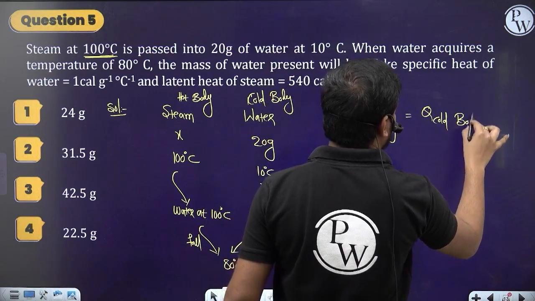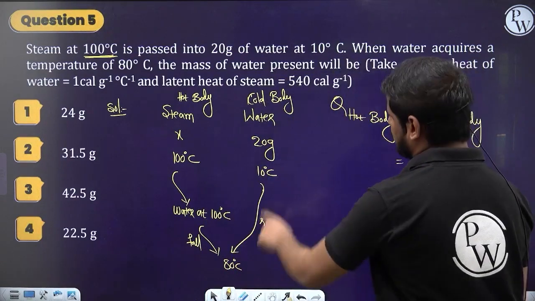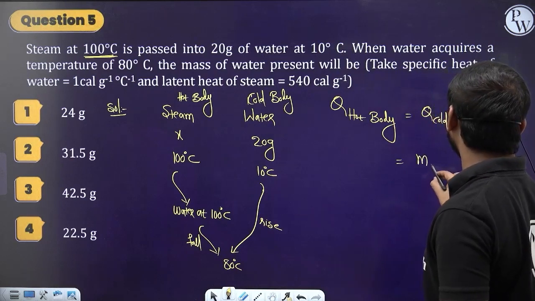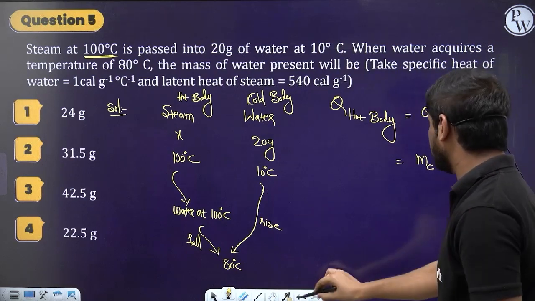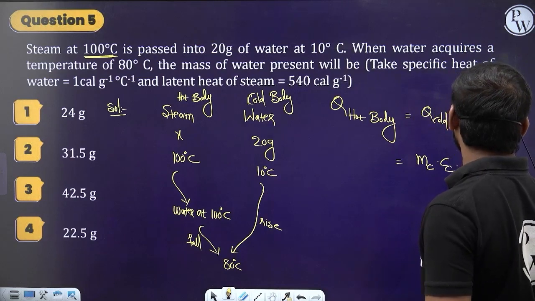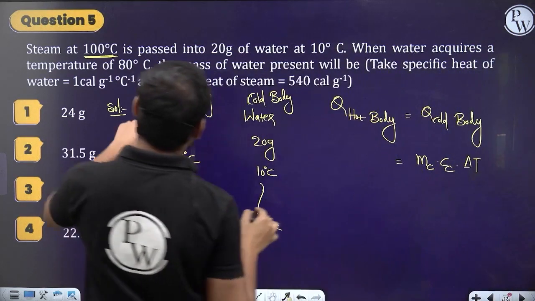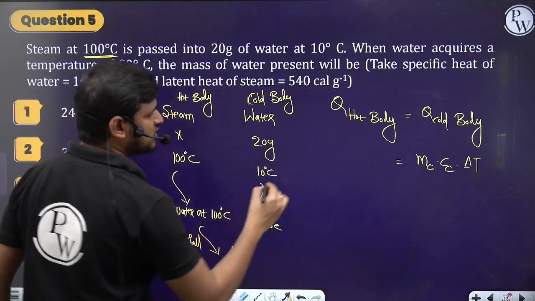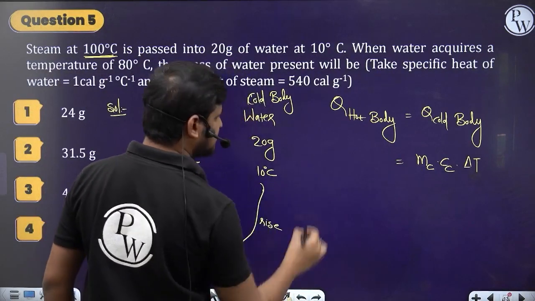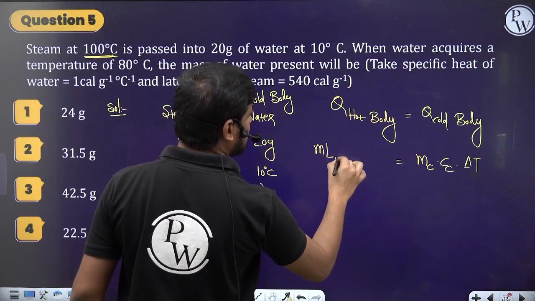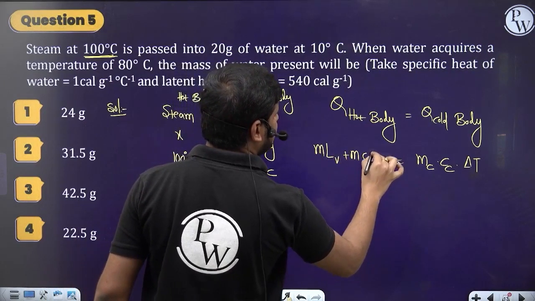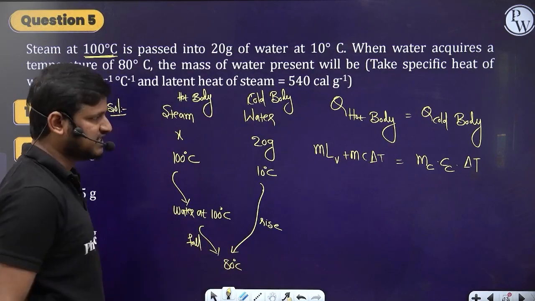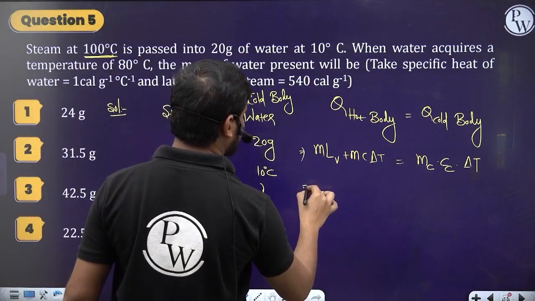Here the cold body is only this water, which is m of the cold water into c of the cold water into delta T. Here the hot body, first steam to water. So that is latent heat of vaporization, m L_v first, plus m c delta T. Then its temperature falls to 80 degrees centigrade. So now you got the idea.